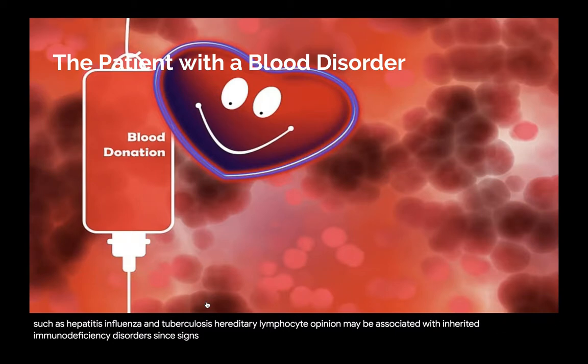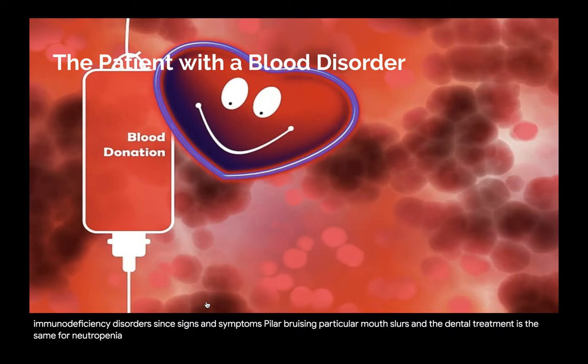Some signs and symptoms: pallor, bruising, petechiae, mouth ulcers, and the dental treatment is the same as for neutropenia. Let's go on and talk about leukocytosis. That's another white blood cell.